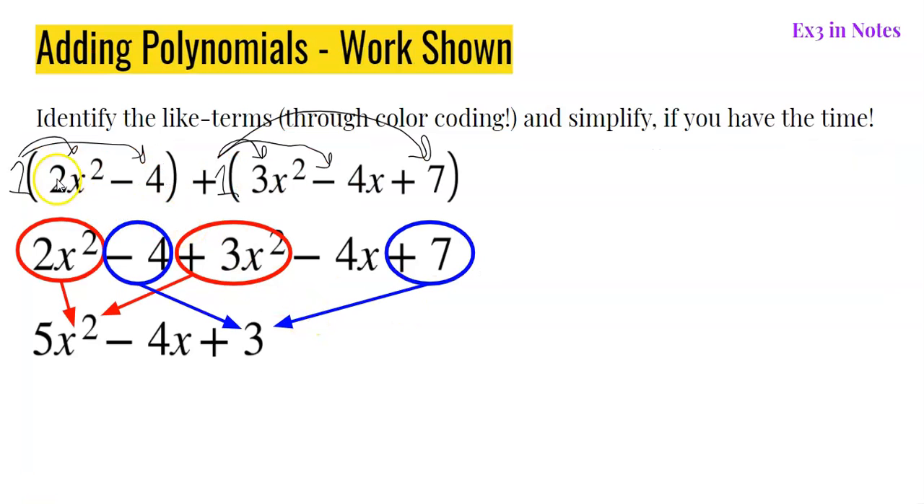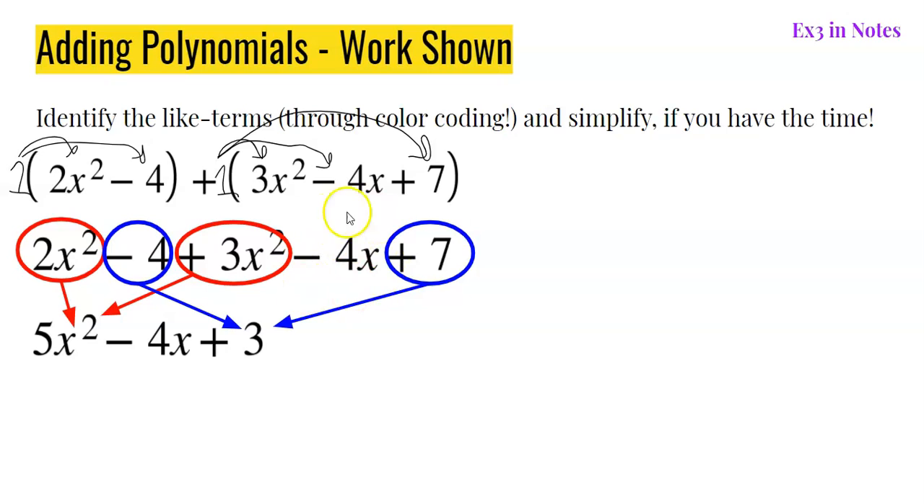Now as a reminder, when we have parentheses, we want to distribute that positive 1 that is implied in front of both of them to each term in the parentheses. Then we want to identify our like terms and combine them or group them. In this case, I have two x squared numbers, so I can combine the 2x squared plus the 3x squared, which will give me 5x squared. I have two constants, the negative 4 and the 7, so two numbers without any variables, so I can combine those to give me positive 3.